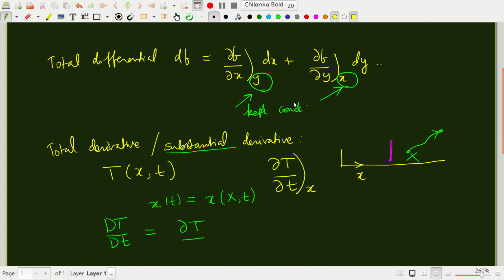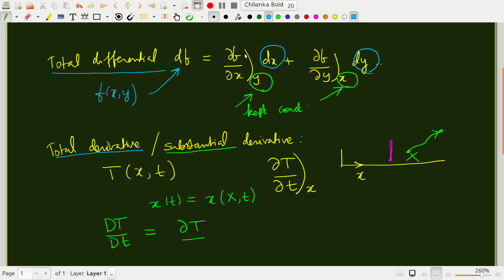So the two key concepts we discussed in the first two modules are the idea of a total differential and the idea of a total derivative. If you have a function f of two variables, f of x, y, and you ask what is the change in the function df due to the fact that x changes by a small amount dx and y changes by a small amount dy, then that is given by partial f partial x at constant y dx plus partial f partial y at constant x dy.